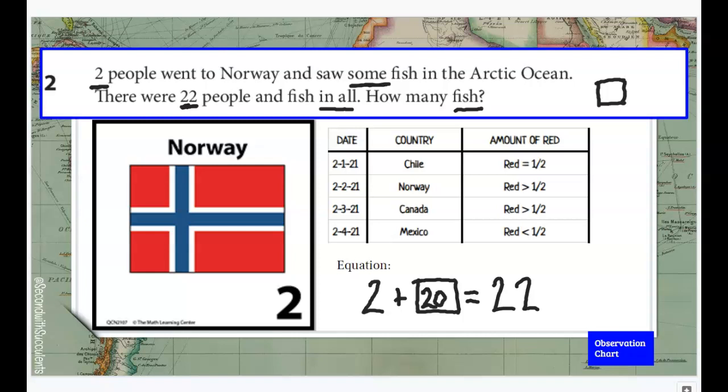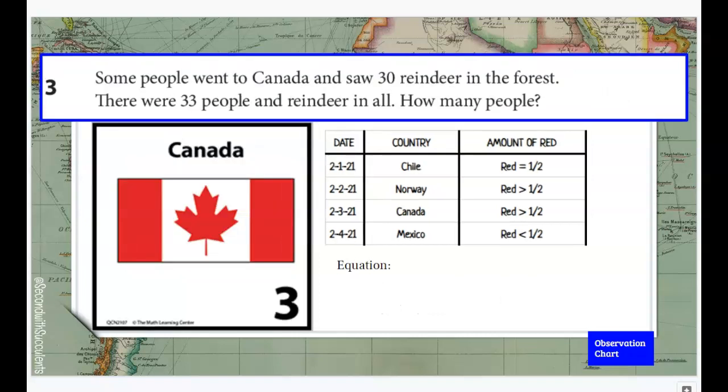Let's take a look at our next problem. Erase your board so you're ready to write your next equation. Just listen for the first read. Some people went to Canada and saw 30 reindeer in the forest. There were 33 people and reindeer in all. How many people? Remember, you are going to put a box for the answer. We're not solving it quite yet.